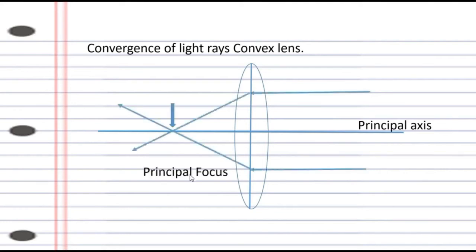So a convex lens will have a principal focus on either side. Please remember this, whereas mirrors will have a single principal focus. This point is to be noted. Please practice these diagrams. I hope you have understood why a convex lens converges.